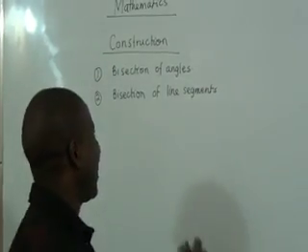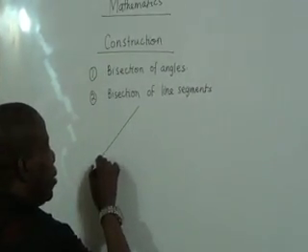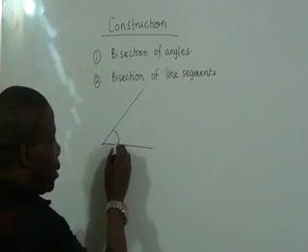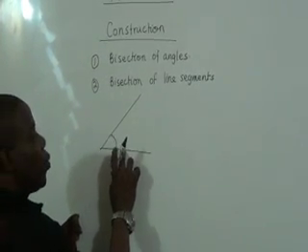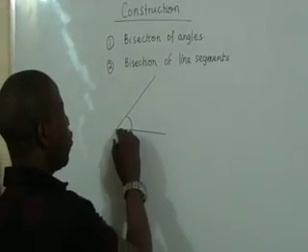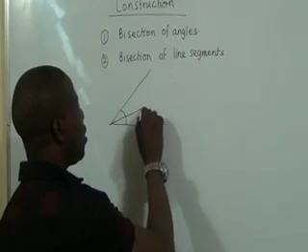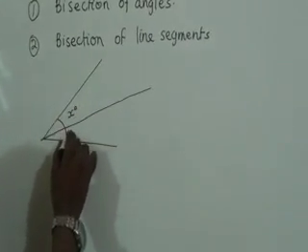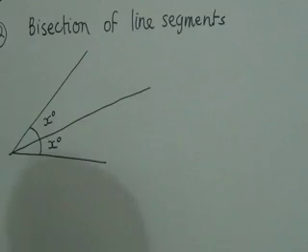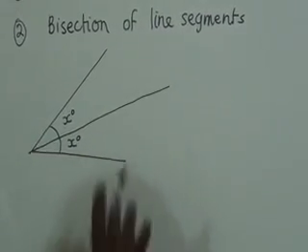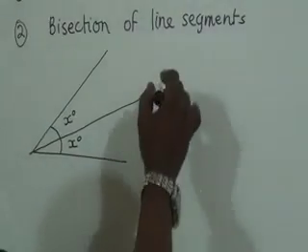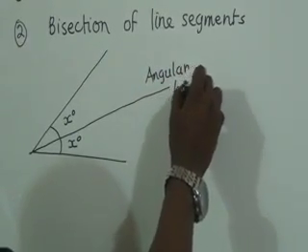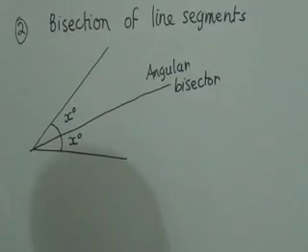Now, we want to learn how to bisect an angle. For example, this is an angle on the board. Dividing this angle into two equal parts means we should draw a line that runs somewhere in between, so that when you measure this angle and you measure this angle, you are going to get the same value. So this line we just drew is the angular bisector, the bisector of that angle.